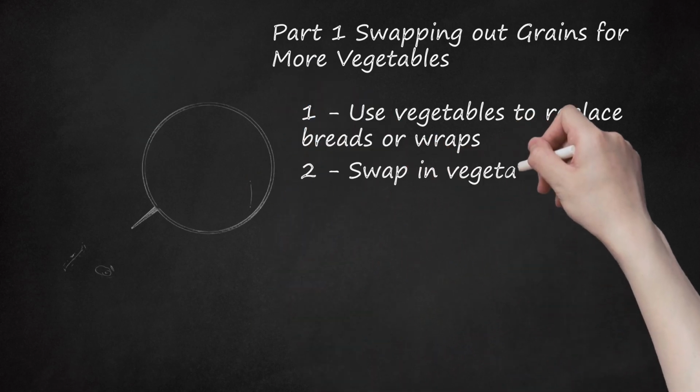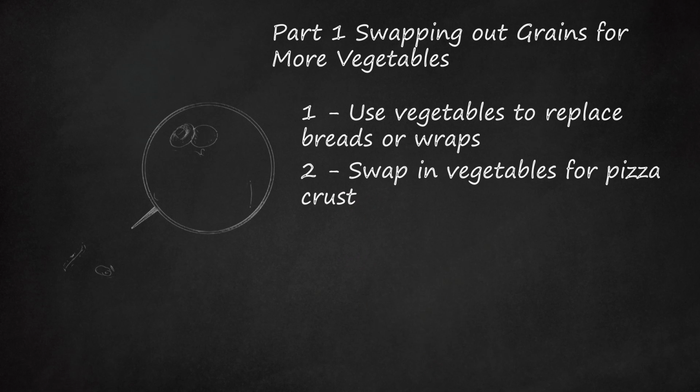2. Swap in vegetables for pizza crust. Another item you can use vegetables in is for pizza crust. You can skip the carb and calorie-heavy flour-based crust and use a vegetable instead. Just like with open-faced sandwiches, you can also use grilled or roasted portobello mushrooms as a pizza crust. Fill with a little tomato sauce and top with cheese or other toppings, like broccoli and onion.